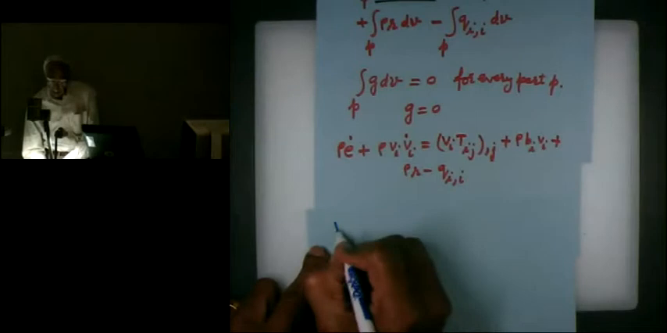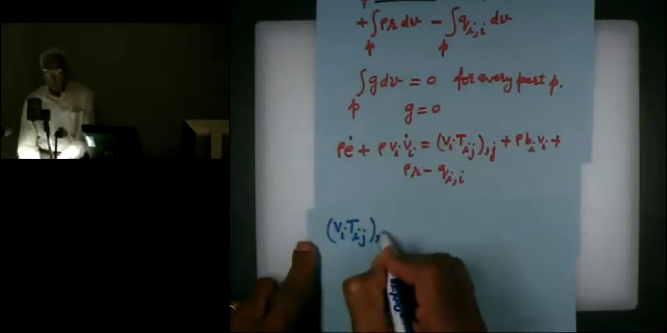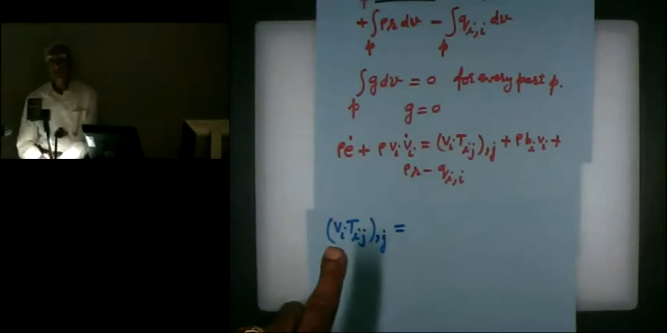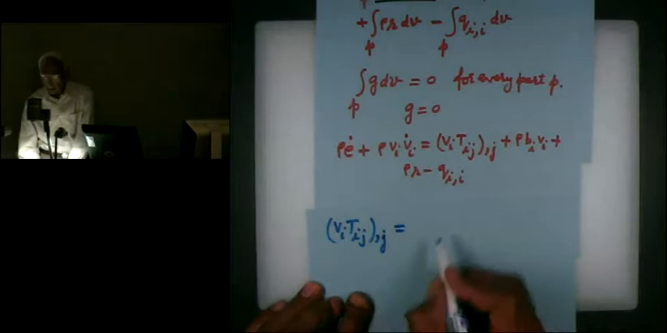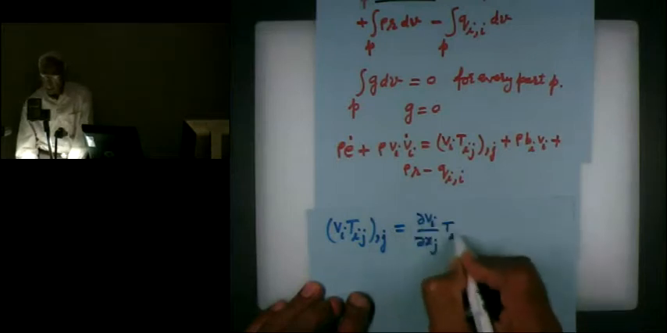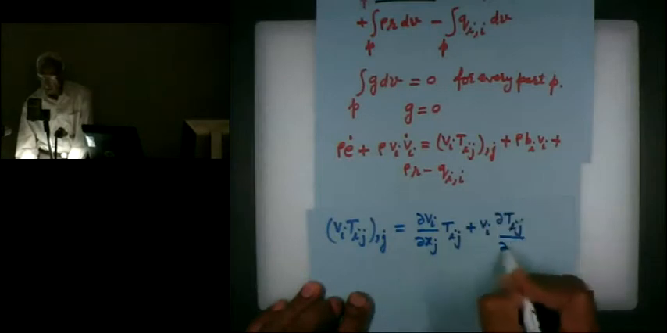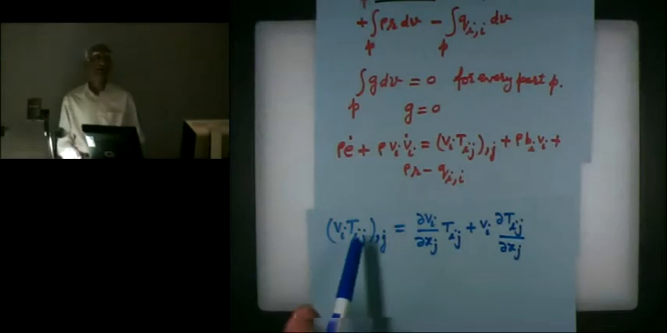Except, let's look at this term now. Vi Tij comma j. This is differentiation with respect to xj, little xj. Chain rule of calculus. So that means I should have delta Vi over delta xj Tij plus Vi delta Tij over delta xj. This is product of two functions, so I will get two terms.